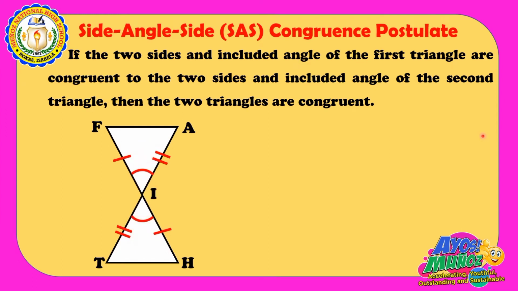Okay, so let's have an example. We have triangle FIA and triangle TIA. So notice we have also equal marks on the two given triangles. First, let us identify the corresponding sides. Side FI corresponds to line or side IA, or line IF is congruent to line AI by symmetric property.